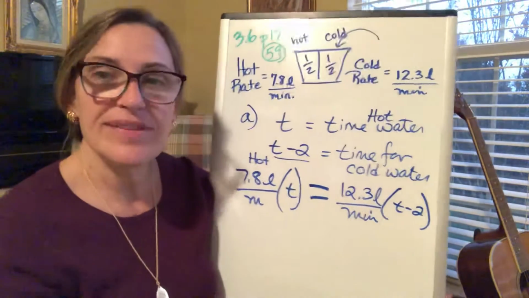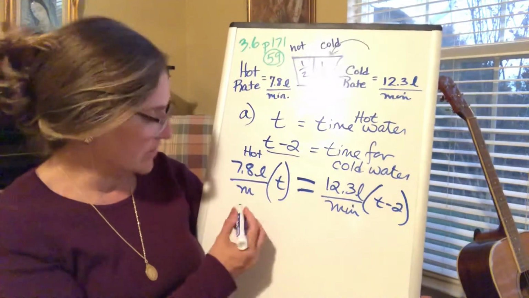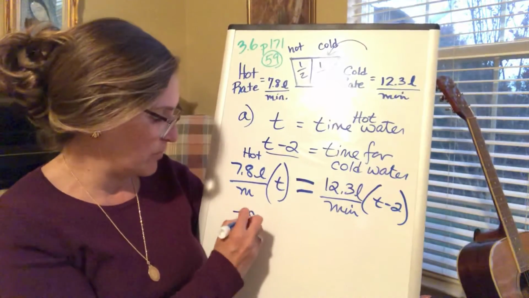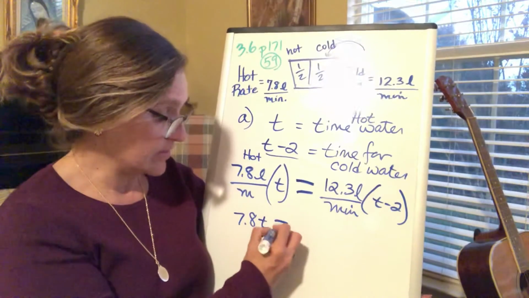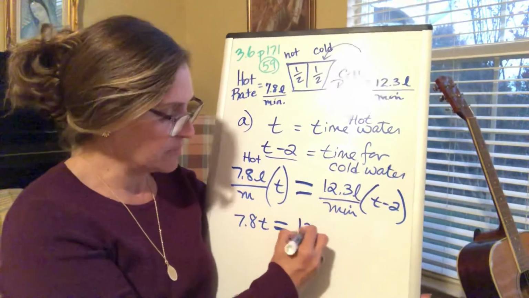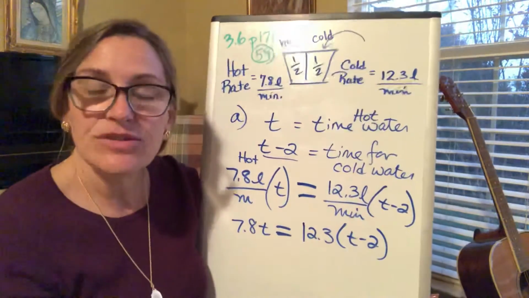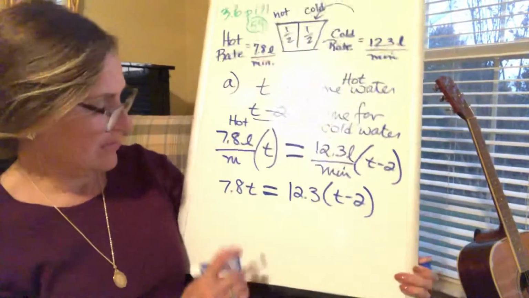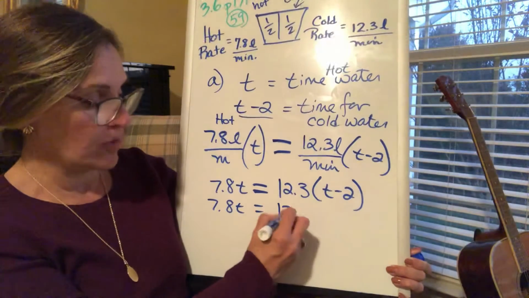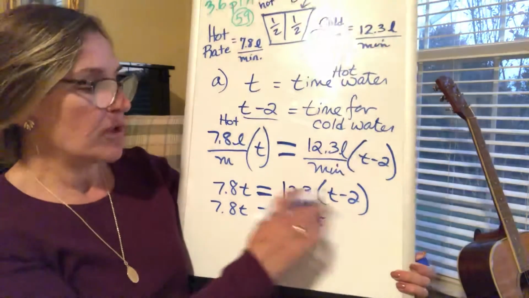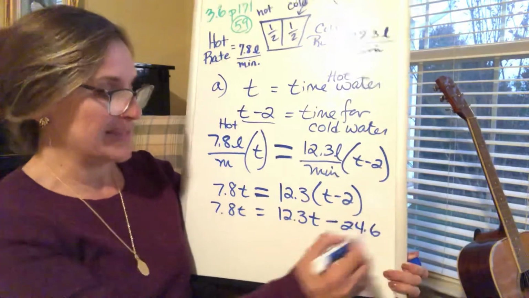And now we need to solve. Now I'm going to get rid of the unit analysis in this problem, okay? Let's just look at the numbers, and it's going to be 7.8 times T equals 12.3 times T minus 2. Now don't you see the distributive property there? So let's go ahead and do that. We get 7.8 T equals 12.3 T, and 12.3 times negative 2 is going to be negative 24.6.